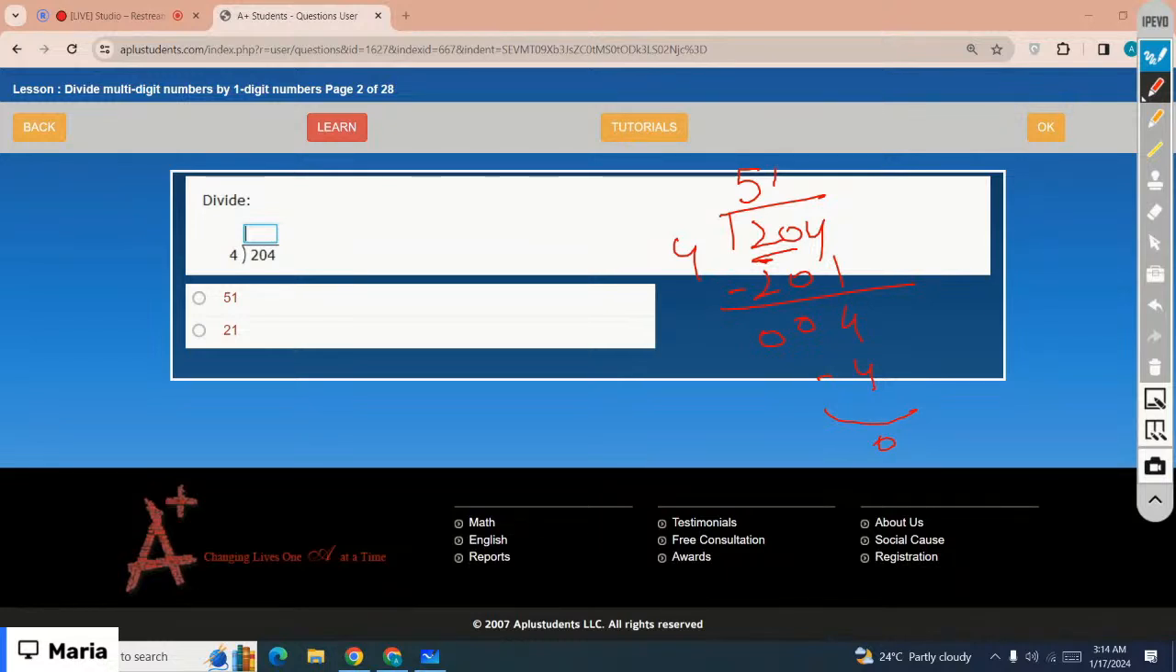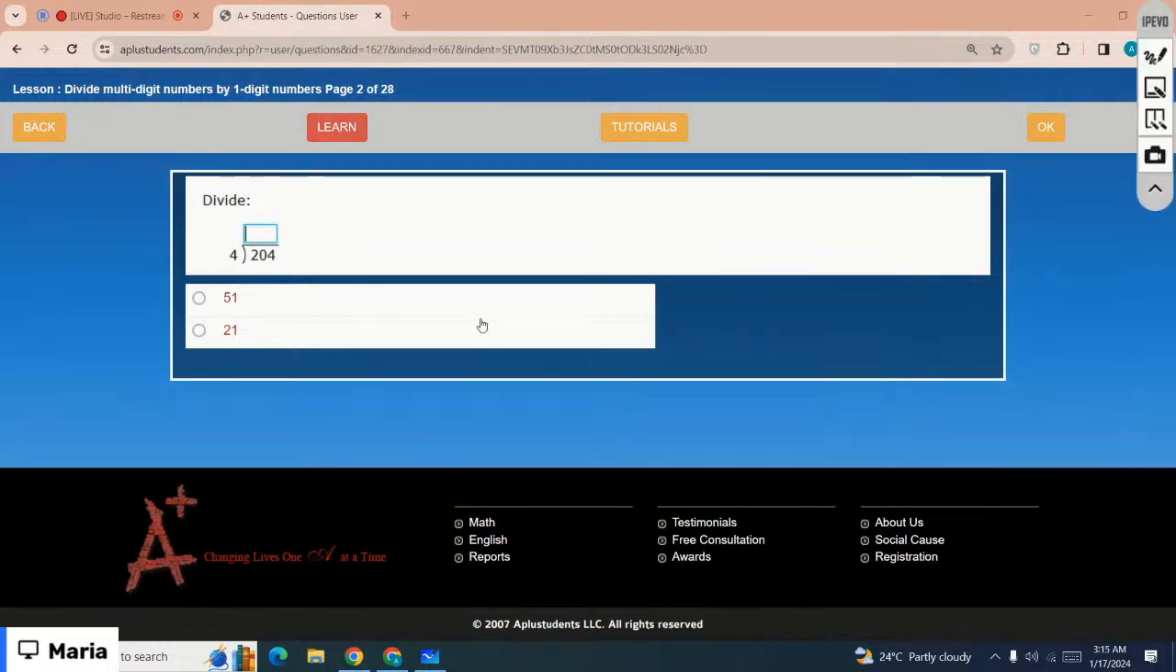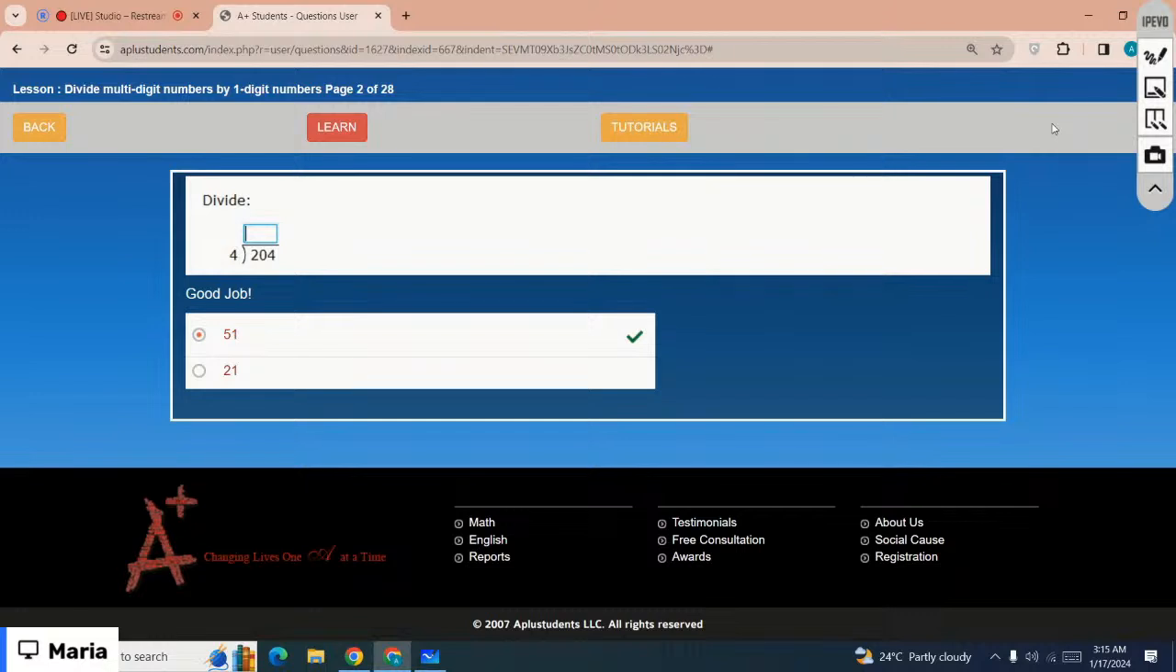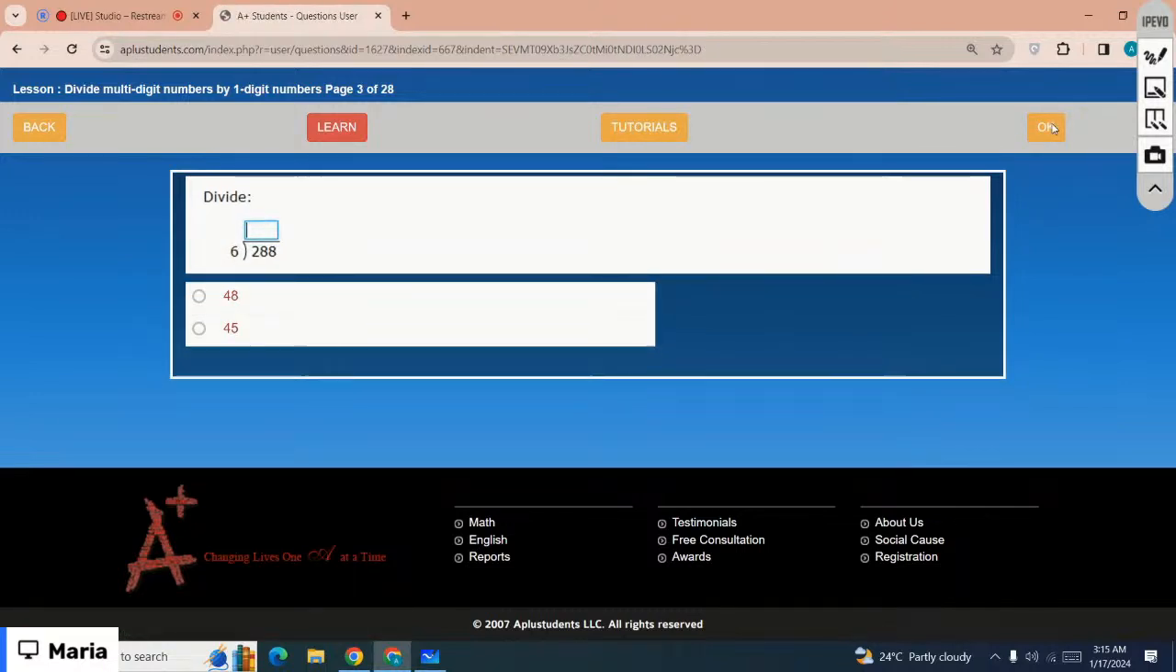Okay, use your notebook and pencil. Do the next question on the board and write the answer in the chat box. The next one is 288 divided by 6, which is the correct option.